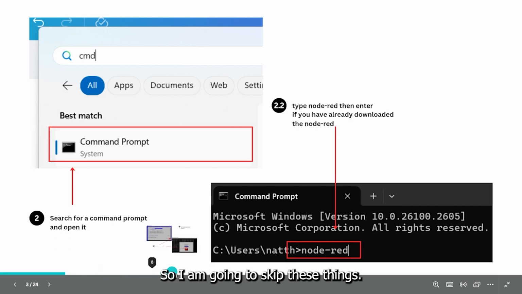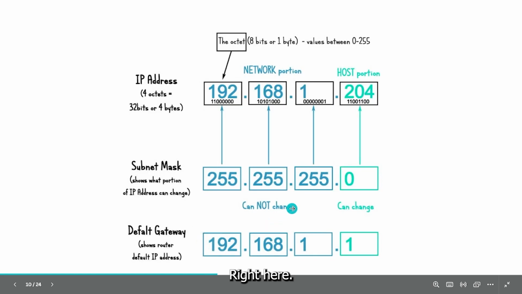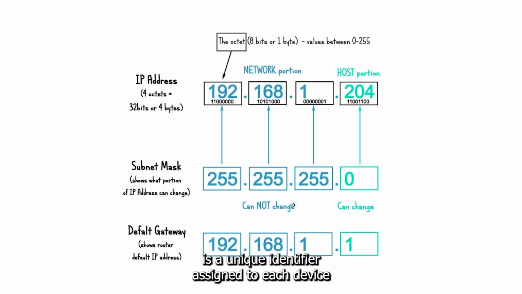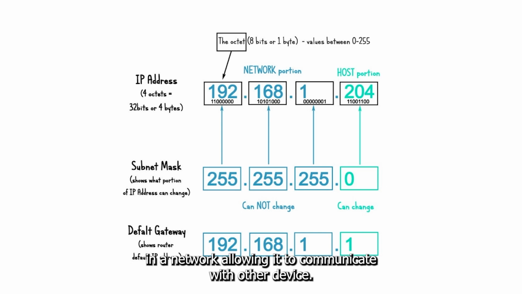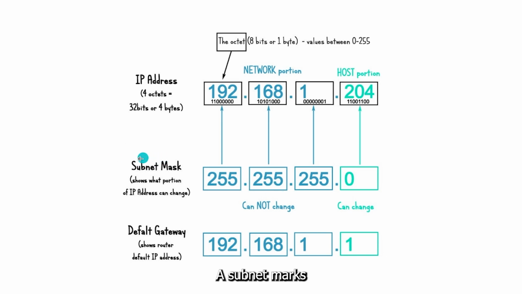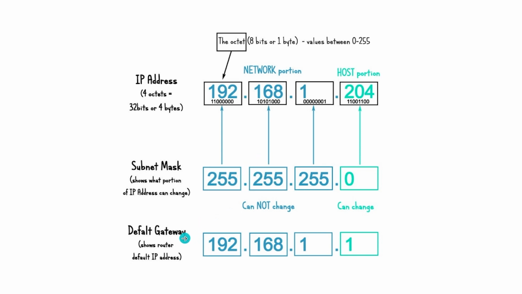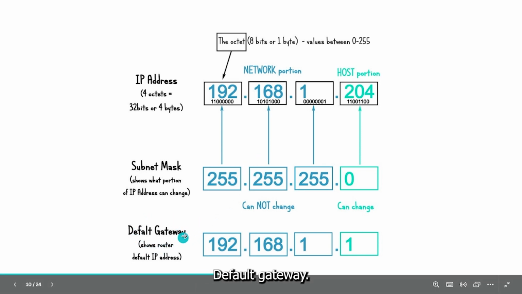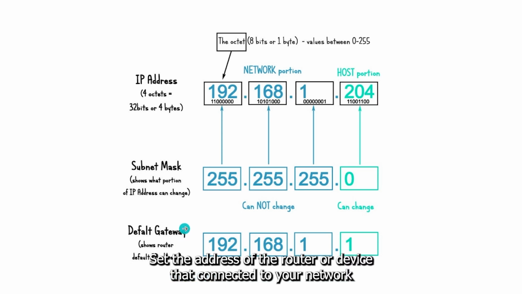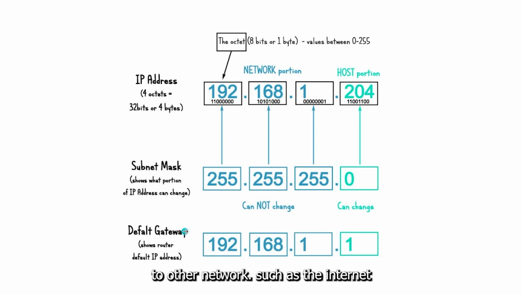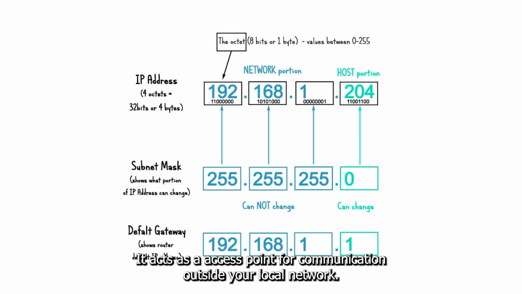So I'm going to skip these things right here. The IP address is a unique identifier assigned to each device in a network, allowing it to communicate with other devices. A subnet mask determines the range of IP addresses within a network. It helps differentiate between the network and host portion of an IP address. The default gateway sets the address of the router or device that connects your network to other networks, such as the internet. It acts as an access point for communication outside the local network.